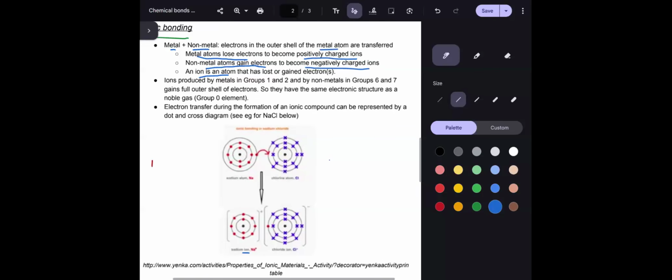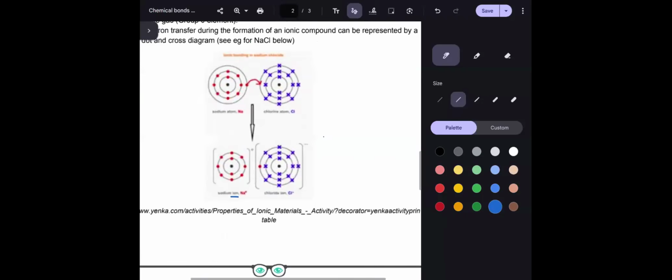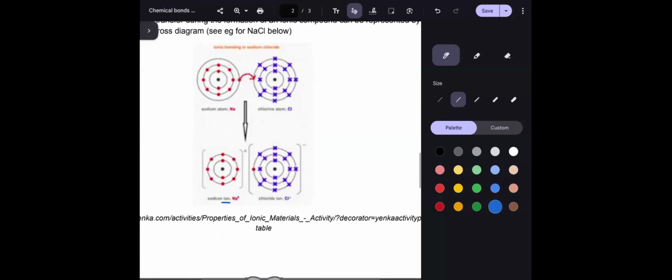Now, in this image below, I'm just going to zoom in for you. This is an example of ionic bonding in sodium chloride. We said sodium has one electron in its outermost shell, right? It's shown right there. That electron is the electron in sodium's outer shell because it's in group 1, so it has one valence electron. Chlorine has 7 valence electrons in its outermost shell because it's in group 7.